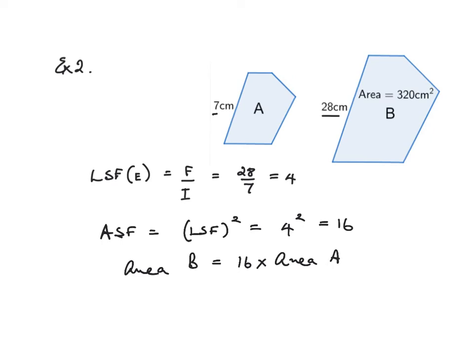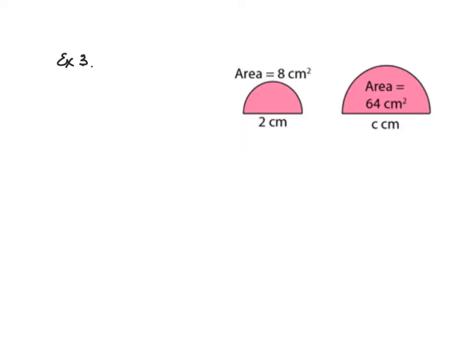We know that area B is 320. That equals 16 times A. So if we divide by 16, it gives us the value 20 centimetres squared. Example 3 is slightly different because we're missing a length. So we've got both areas, but we'd have only one of the lengths.